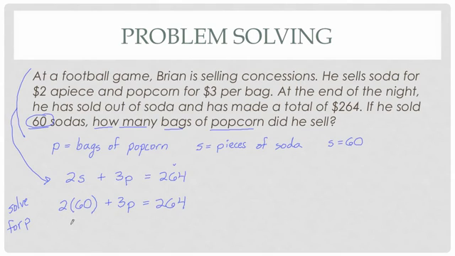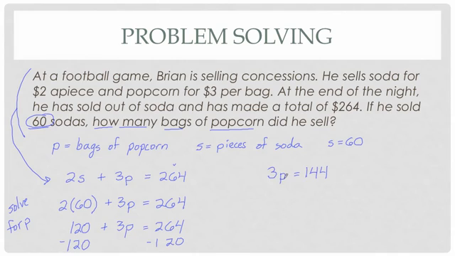All right, 2 times 60 is 120. I can do that math. Plus 3 times P equals 264. Again, I like making meaning of it. So that means he made $120 off his 60 sodas. But I'm not worried about that. I'm worried about just the popcorn. So let's subtract off the $120 he made from the total of 264. And we see that $3 for each popcorn must have totaled up to 144.